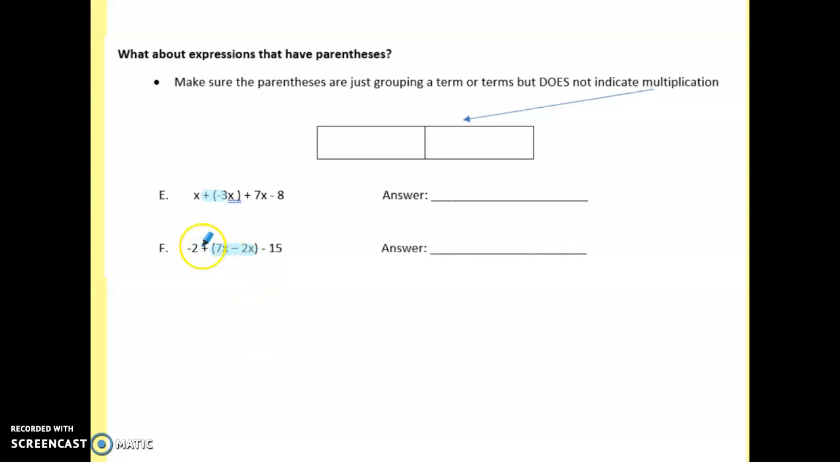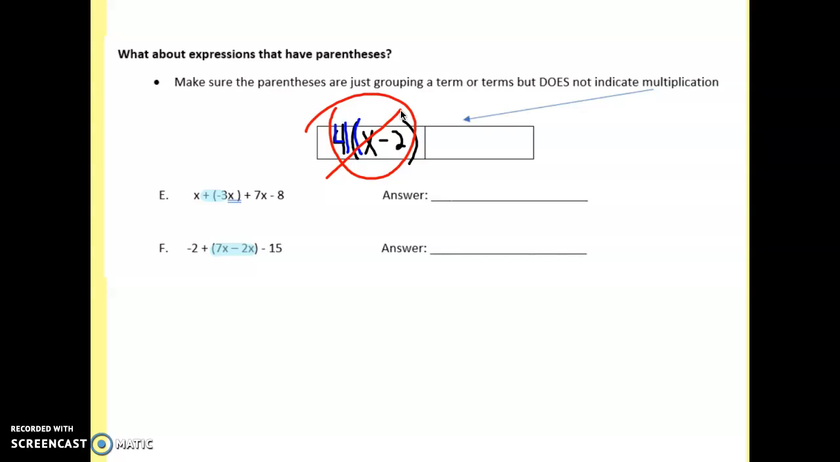And the most important thing to look for is that I don't want a number right outside of my parentheses. So something like this. When you have a number and a parenthesis right up against each other, that represents multiplication. And guess what? That's not what I'm looking for. If that's the case, we would have to do the distributive property, and that's coming up in the next lesson.